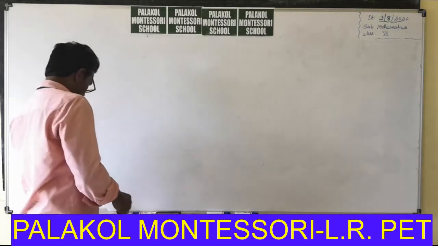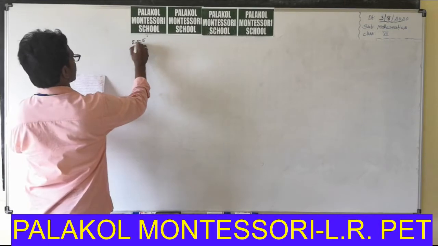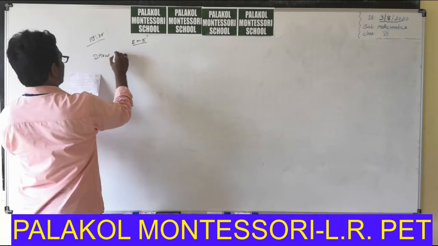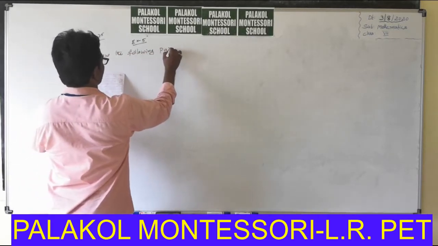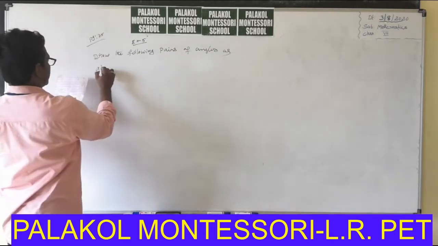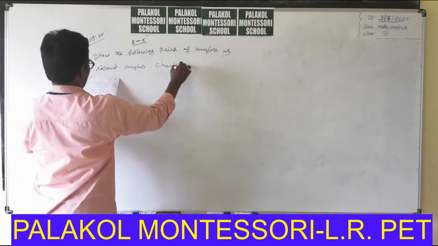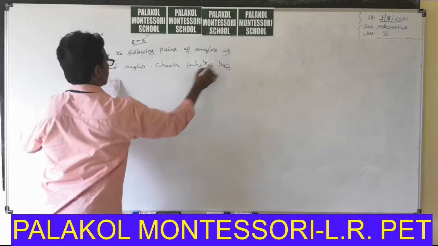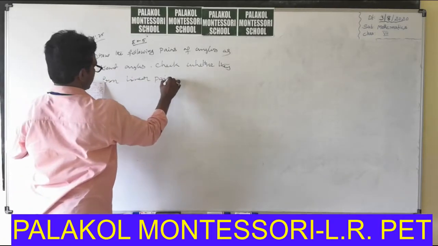Okay. Exercise 5, page number 75. Draw the following pairs of angles as adjacent angles. Check whether they form a linear pair.